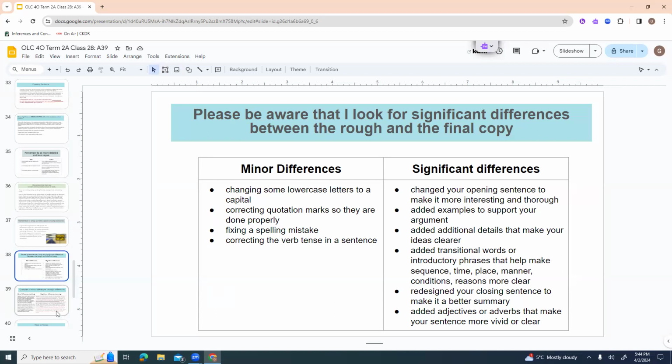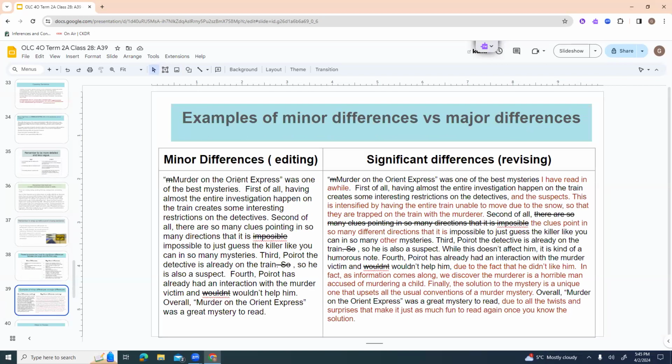So here's an example. This is one with minor differences. You can see there's only like 1, 2, 3, maybe 4 little tiny things that they've changed. They haven't changed a whole lot. This one, you can see significant differences. They've crossed things out. All the stuff in red is new words that they've added. They've really tried to improve this in a really big way. So let's look at the differences and see how they play out.